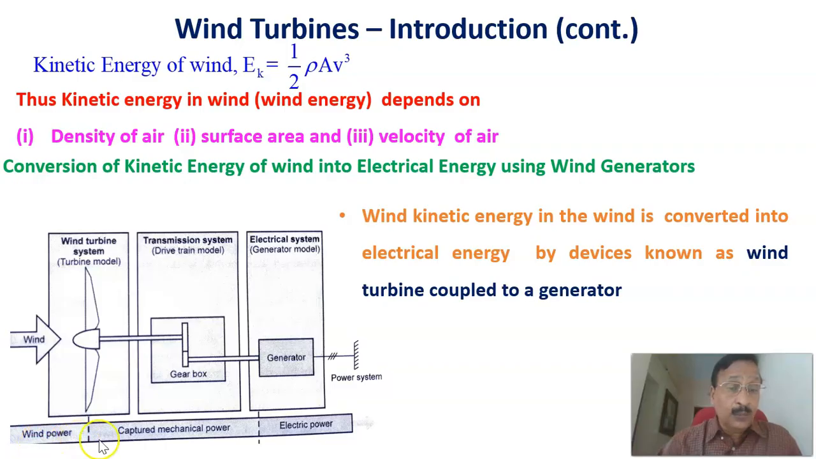Therefore, this is the wind power. It is captured mechanical power, and that mechanical power is converted into electric power using this generator that is connected to the existing grid. These are the turbine blades, and wind is hitting on the turbine blades. This is rotating, and that is transmitted using the gearbox mechanism, which will change the speed, and that is coupled to the generator. AC voltage is generated that is synchronized to the existing power system.